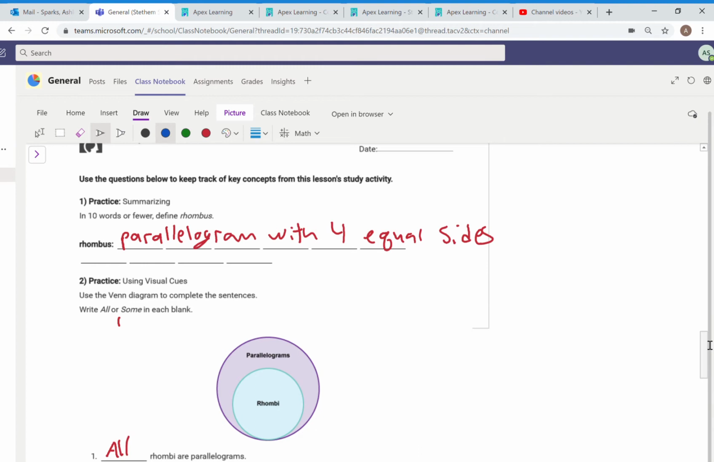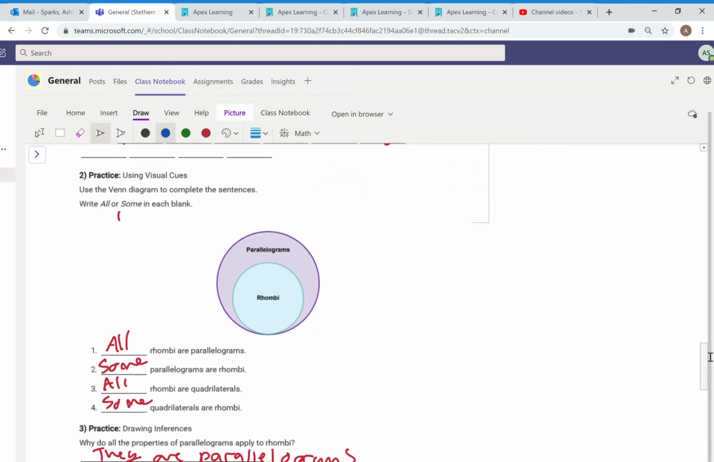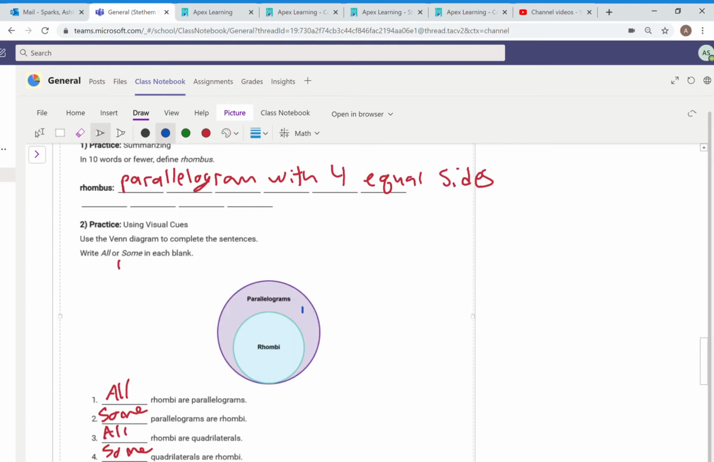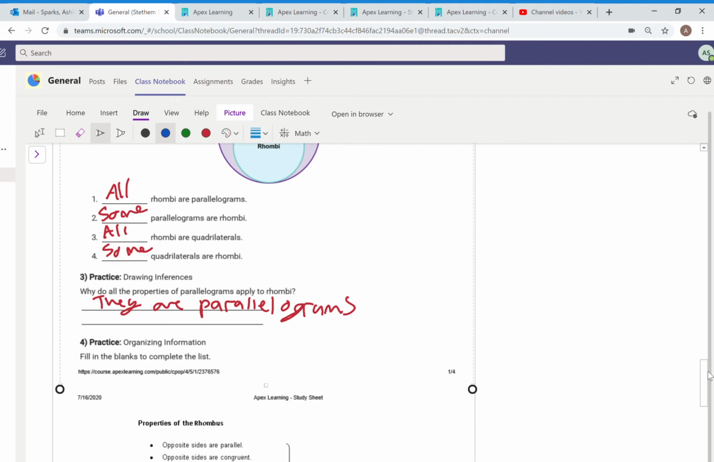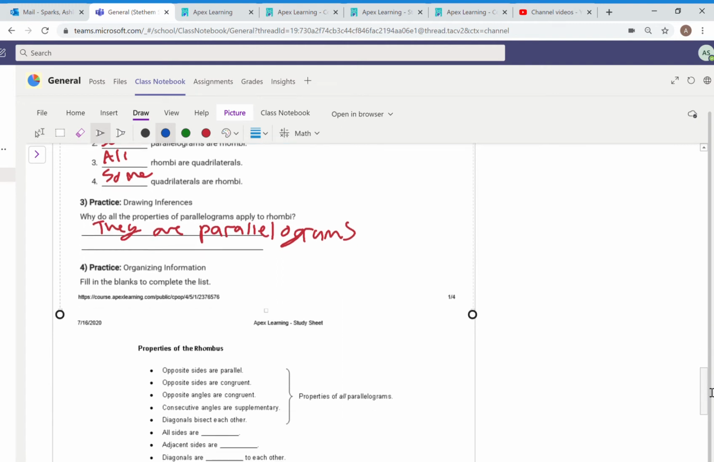The next shapes we're going to look at, the next one's a rhombus. A rhombus is a parallelogram with 4 equal sides. So it's like a slanted square. Again, all rhombi, they're all parallelograms, and only some parallelograms are rhombi. It's a special case of a parallelogram. Rhombi will always be quadrilaterals, and some quadrilaterals are rhombi. Same idea, since this is a parallelogram, the rules of parallelogram still apply to a rhombus.